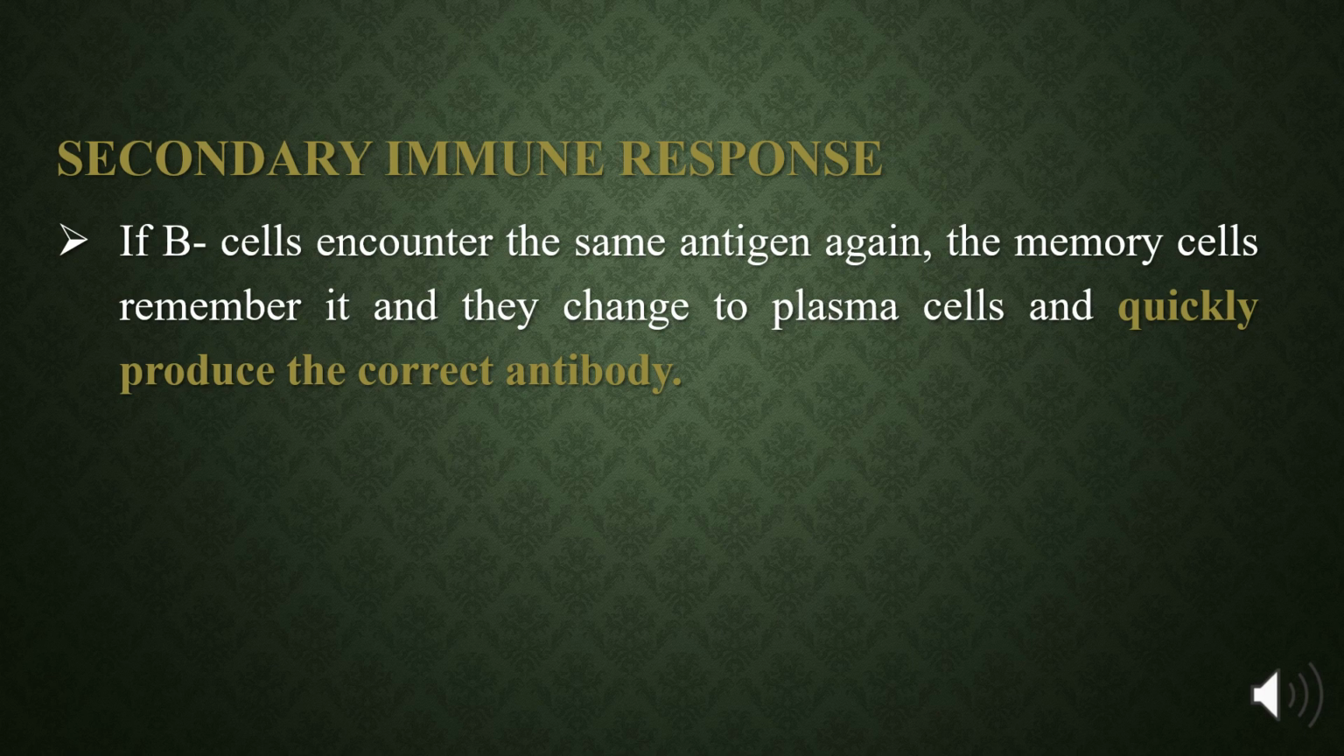Secondary immune response. If B cells encounter the same antigen again, the memory cells will remember it. The memory cells will change to plasma cells and quickly produce the correct antibody.